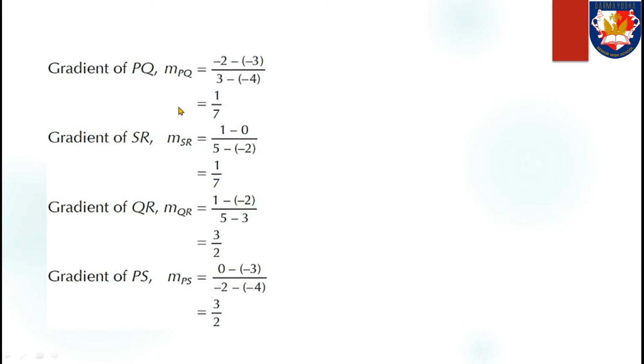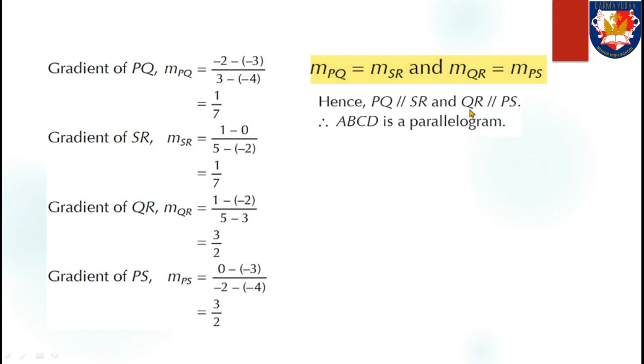The gradient of PQ equals 1 over 7, the gradient of SR equals 1 over 7, the gradient of QR equals 3 over 2, and the gradient of PS equals 3 over 2. So based on this calculation, we know that the gradient of PQ and the gradient of SR are equal, and the gradient of QR equals the gradient of PS. From here we know that PQ is parallel to SR and QR is parallel to PS. Then we have the conclusion PQRS is a parallelogram.